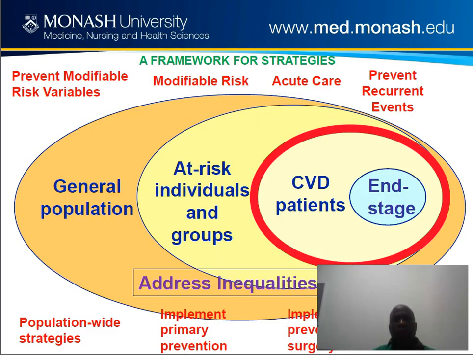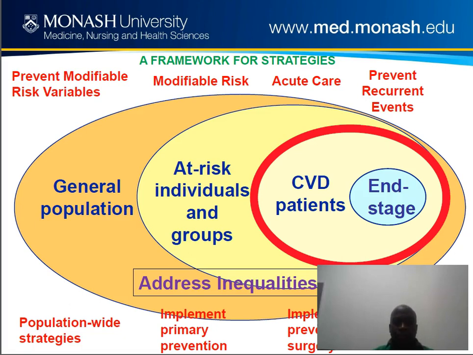Okay, now let's look at basically the framework for strategies on how to combat cardiovascular diseases at population level, at general population level, or population-wide. You have population-wide strategies. Such strategies must aim to prevent modifiable risk variables. They are modifiable risk variables, for example, feeding habits, eating well, exercising, and things like that.